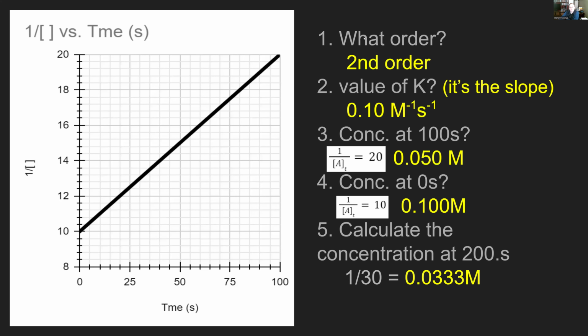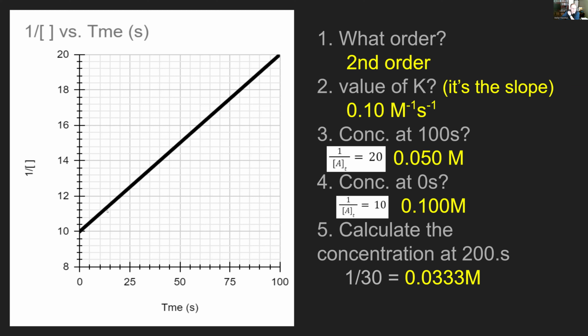All right, the answers. First order, well, I'm sorry, excuse me, second order. Why is it a second order? It's a second order because it is a 1 over, or an inverse function of concentration versus time. How do you figure out the value of K? It's the slope of this line. And since it's positive, we don't have to worry about that plus minus stuff.